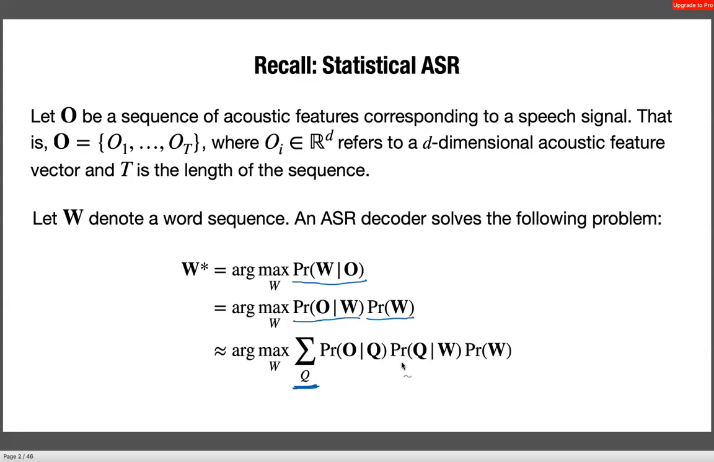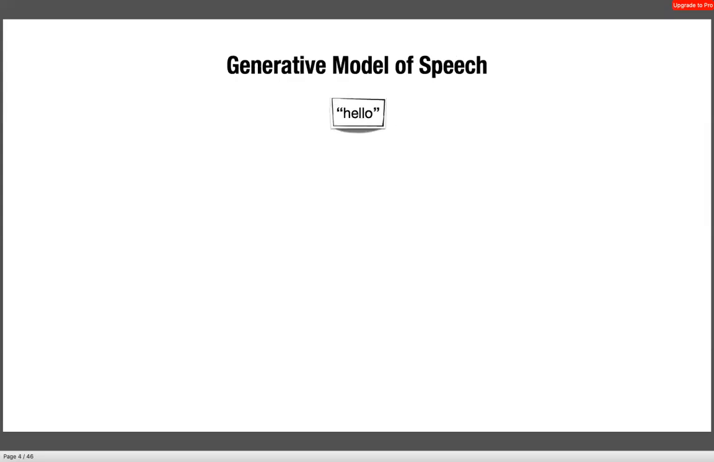And we saw last time in the first lecture that the probability of O given Q is typically referred to as the acoustic model. So how do we compute this probability distribution? This is where HMMs come into play, and we'll look at how HMMs can be used to estimate this particular probability distribution. All right, so an HMM is a generative model.